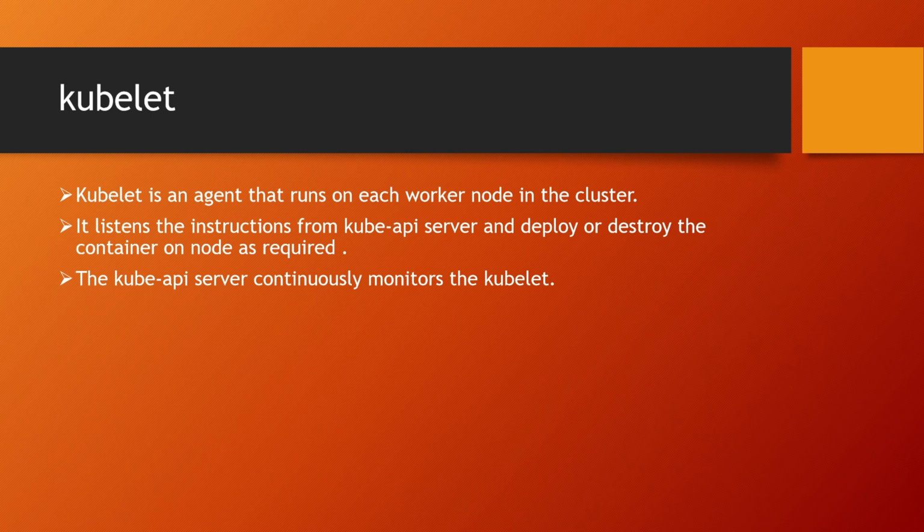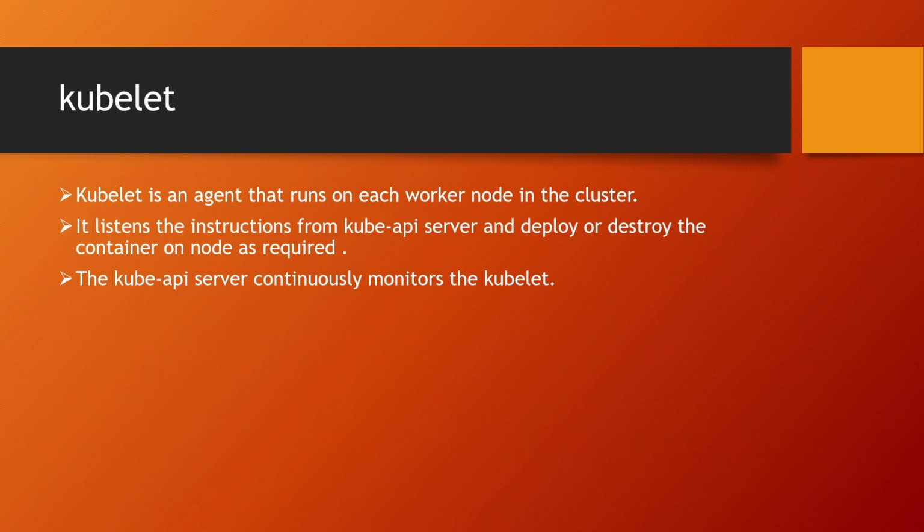So how are you enabling the communication between the worker node and the master node? On the worker node, you have one agent that is called the Kubelet that is deployed on all the worker nodes. That is basically responsible for interacting directly with the Kube API server, which is deployed on the master node. So basically these two are interacting.